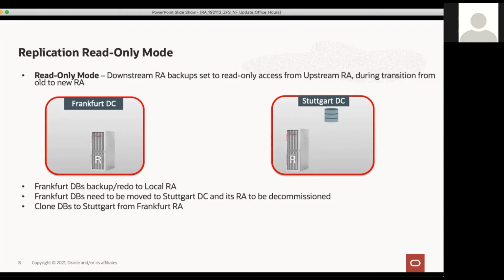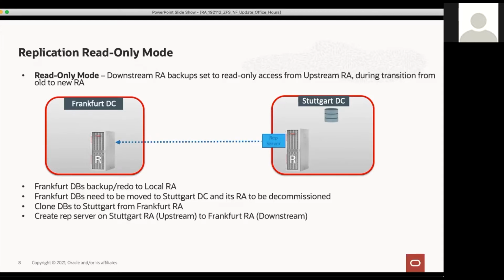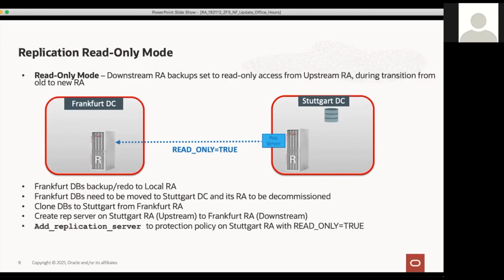Your new RA hardware is in place in Stuttgart, and you want to now set up a replication server from Stuttgart to the Frankfurt RA. The Frankfurt RA does still have the current backups and the history of backups to satisfy its recovery window goal. And you add that replication server to the protection policy with read only equals true. That's the new parameter. That will allow the backups on the downstream to be readable for any restore purposes from Stuttgart.